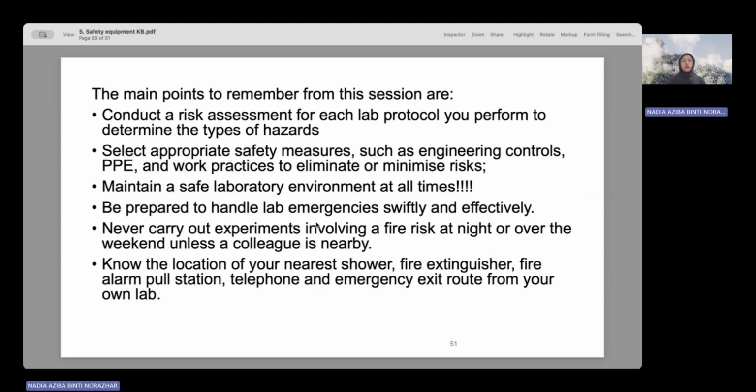And next, be prepared to handle lab emergencies swiftly and effectively. Never carry out experiments involving a fire risk at night or over the weekend unless a colleague is nearby, because we want to have people around us to help out if there's a fire risk. And then you have to know the location of your nearest shower, fire extinguisher, fire alarm pull station, telephone, and emergency exit routes from your own lab.